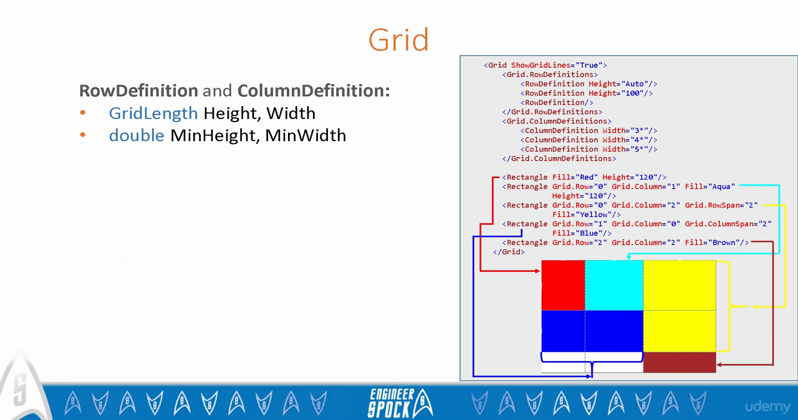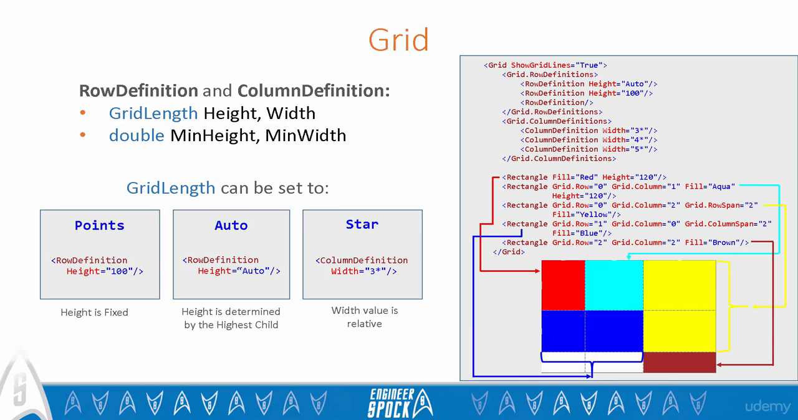RowDefinition exposes the Height property, and ColumnDefinition exposes the Width property. Both Height and Width properties are of special type GridLength. MinHeight and MinWidth are of type double, and these properties work the same way they work with other UI elements. GridLength can be set to three different, so to speak, types of values.